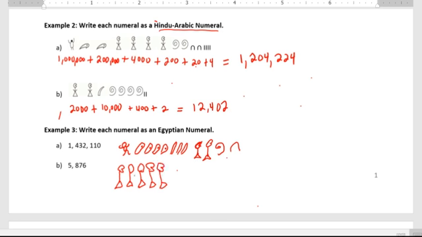Then we have an 8 for the hundreds. So we're going to need 8 scrolls. Then we have 7 of the heel bones and 6 staffs.